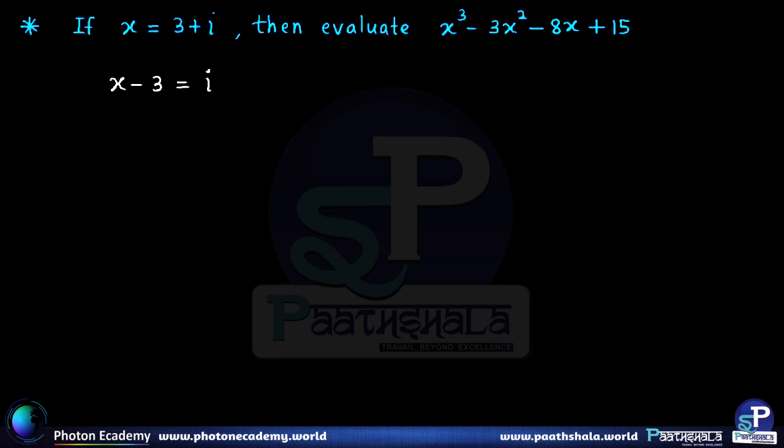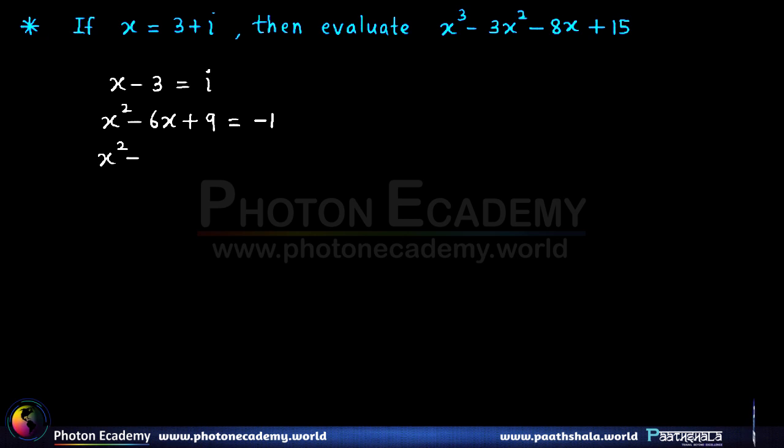Now let's square both sides so that i square will become minus 1. On squaring x minus 3 we have x square minus 6x plus 9 equal to i square, which, as we know, is minus 1. So bringing that minus 1 to the left side, we have x square minus 6x plus 10 equal to 0. So we have this useful piece of information which we will use in evaluating the given expression.